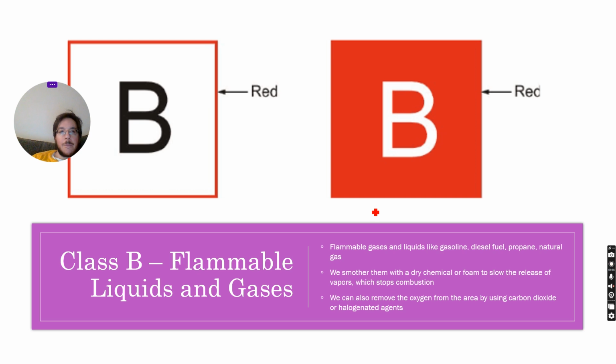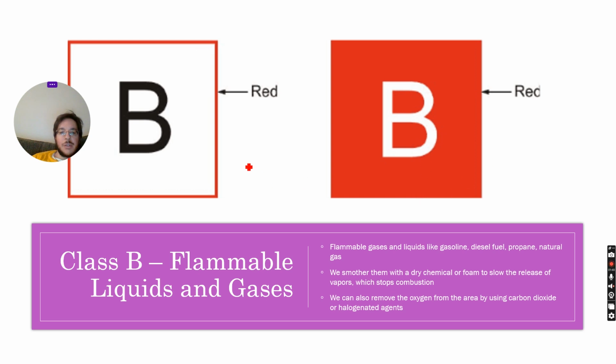And then B, you'll see a red square. And that can include gasoline, diesel, propane, natural gas, other gases. We cannot put them out with water. We have to use a chemical or a foam.